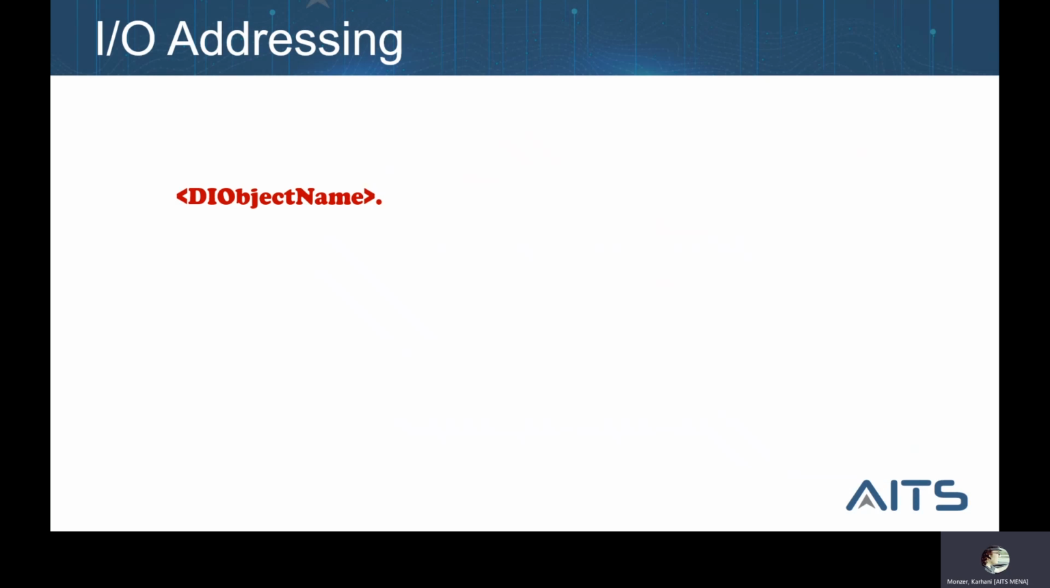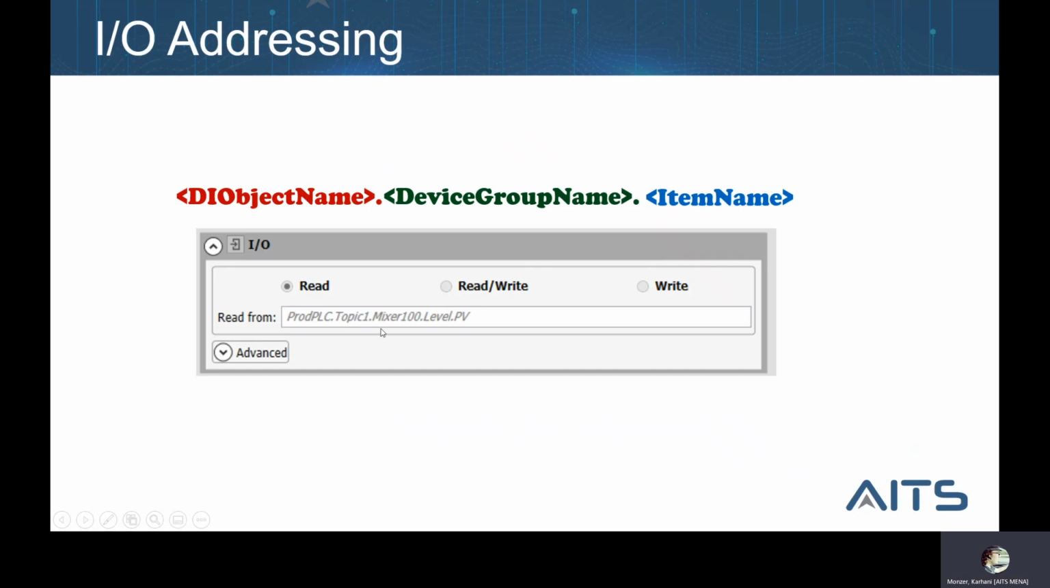The addressing for any object must be the DI object name dot device group name dot the item name. Remember the item name and the device group name. Device group name, we name it in our example topic 1, and item name is what is in the list of item names. So it must be DI object name dot device group name dot item name. This is how it must be from the object.